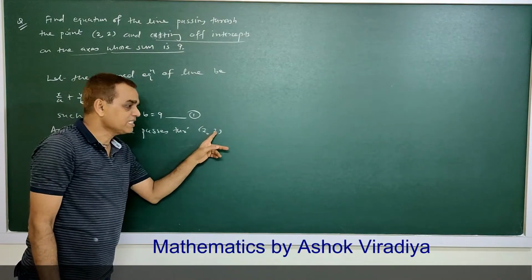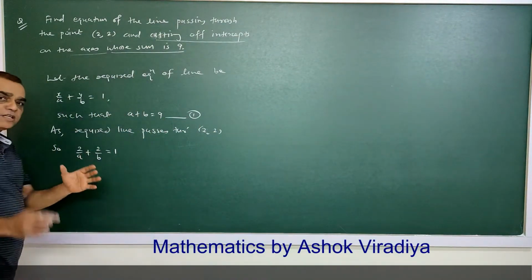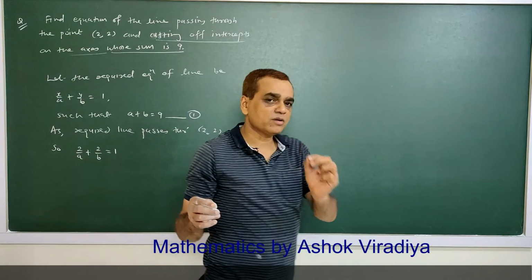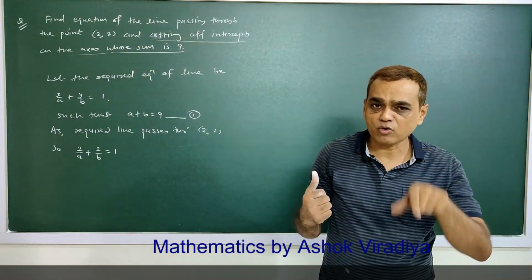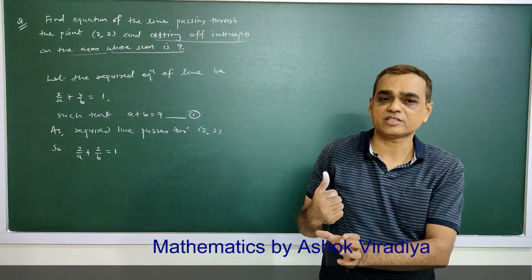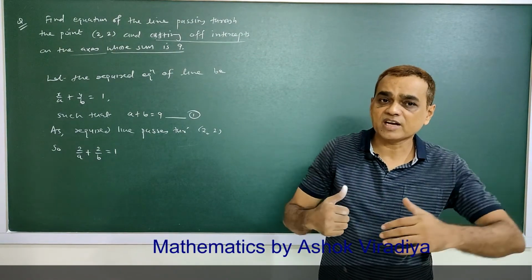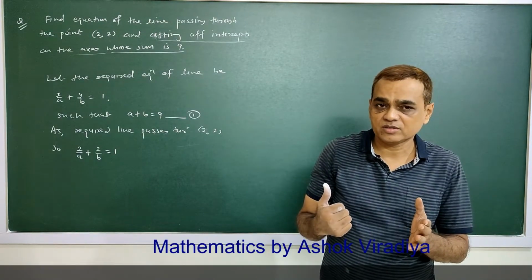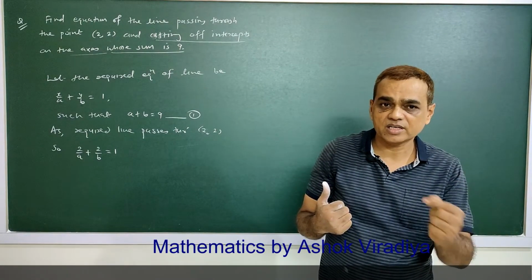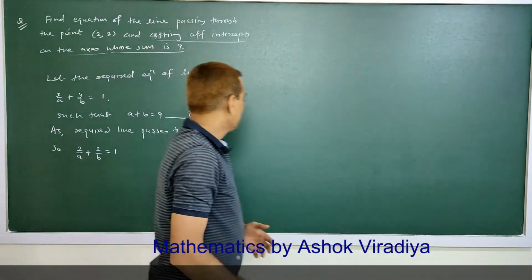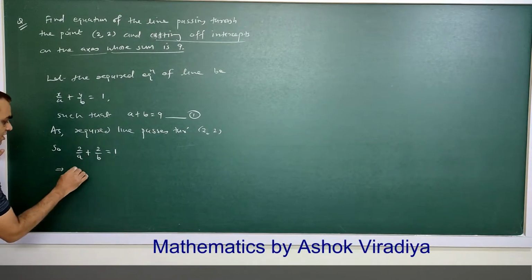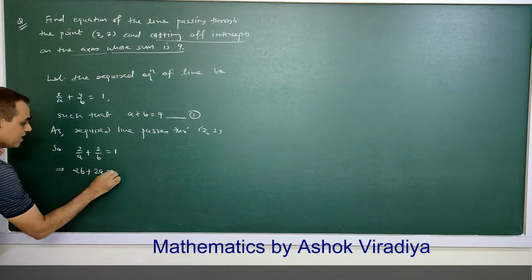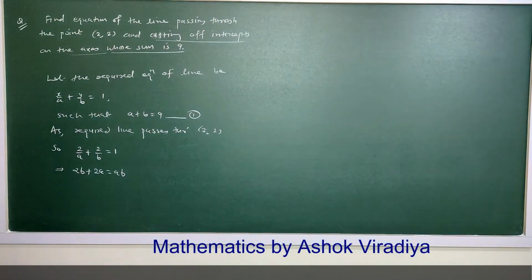X is 2, y is 2. Put in equation of line. Whenever you are given any particular point which lies on a line, the coordinates of that point will always satisfy that equation. That means we are allowed to substitute those values in the equation. So simplifying this, 2b plus 2a is ab. So we obtain one more relation.